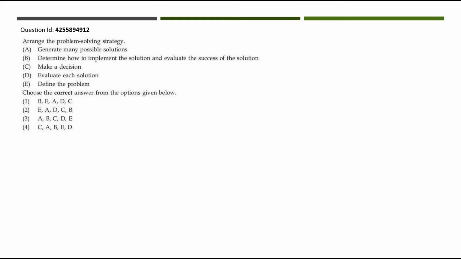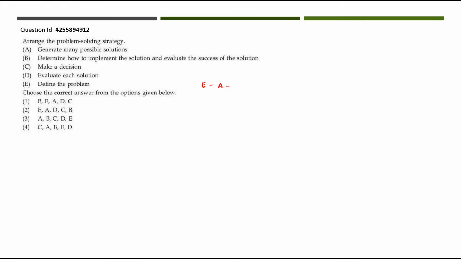Next question, arrange the problem solving strategy. Let me read the statements. Generate many possible solutions, determine how to implement the solution and evaluate the success of the solution, make a decision, evaluate each solution, define the problem. Any problem solving strategy will start with defining the problem, so E will be coming first. After defining the problem, for that problem we will be generating many possible solutions. So E will be followed by A.